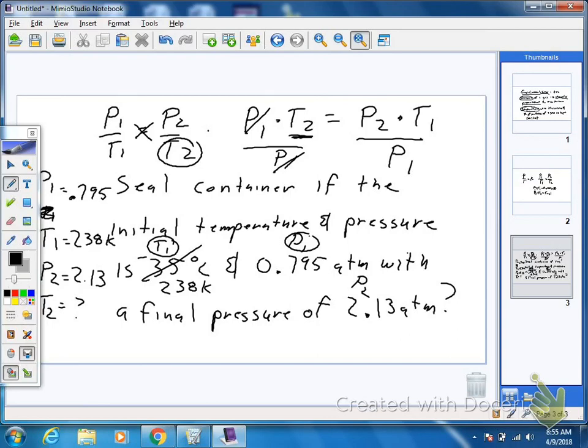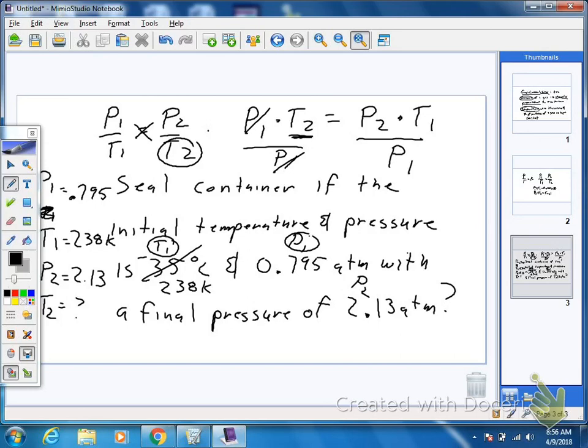Now, if the pressure's going up, what should happen to the temperature? What should T2 be? Higher or lower? Higher. If the pressure goes up, temperature's directly related. So it needs to go up. Okay? So if you plug those in, you should get a number that would be a higher temperature. The pressure's going up about 2.5 times. So my temperature should be about 2.5 times bigger. Does that make sense? So logically, if you can look at it that way, that's what you can get.